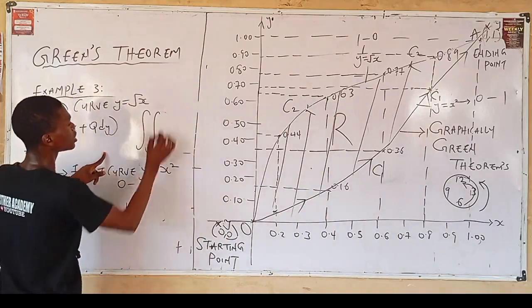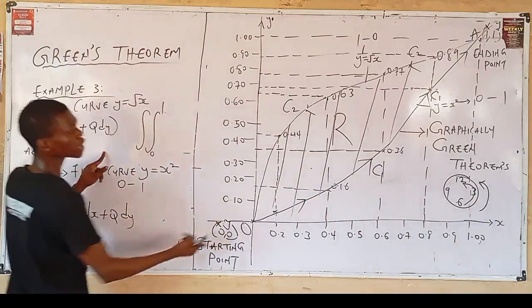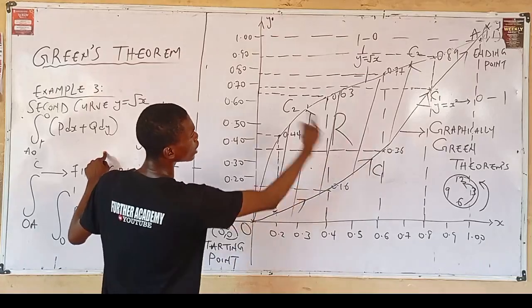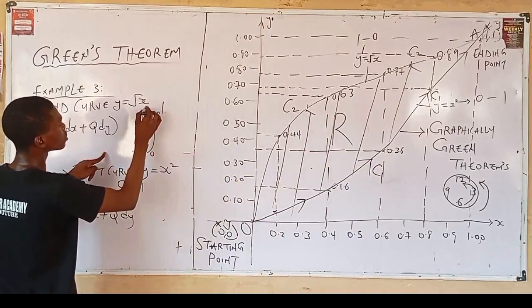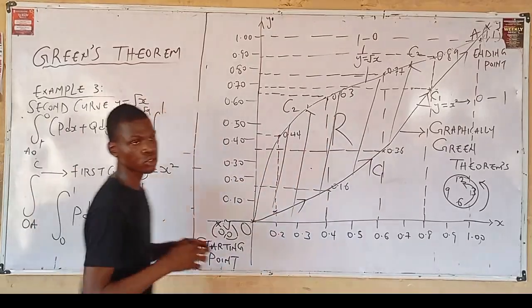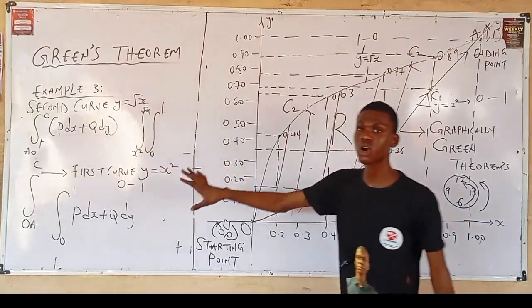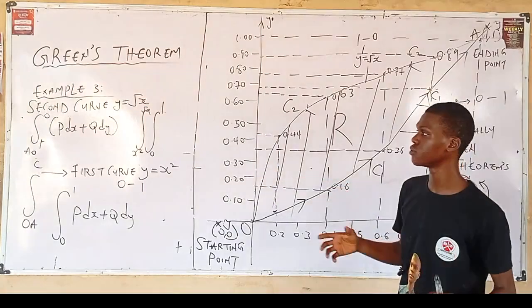For your x, 0 to 1. For your y, based on the lower and upper, the lower here is x squared, and the upper is square root of x. So this is what we'll be implementing when we start solving.